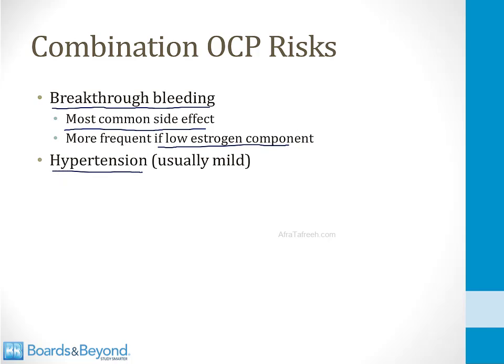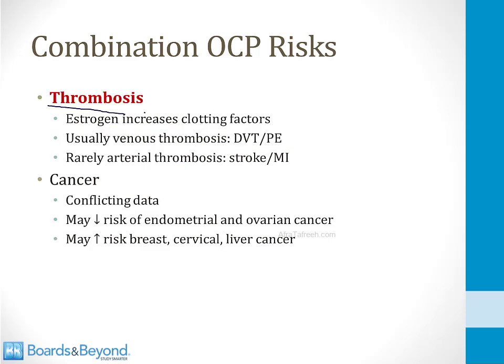Hypertension can also occur among women taking oral contraceptive pills. This is usually mild, but the blood pressure may go up a few points. Thrombosis is the feared complication among women taking oral contraceptive pills. This is believed to occur because estrogen can increase the amount of clotting factors present in the serum. Usually this presents as a venous thrombosis like a DVT or a pulmonary embolism in a woman taking oral contraceptive pills. Rarely, these pills can lead to arterial thrombosis such as stroke or myocardial infarction.